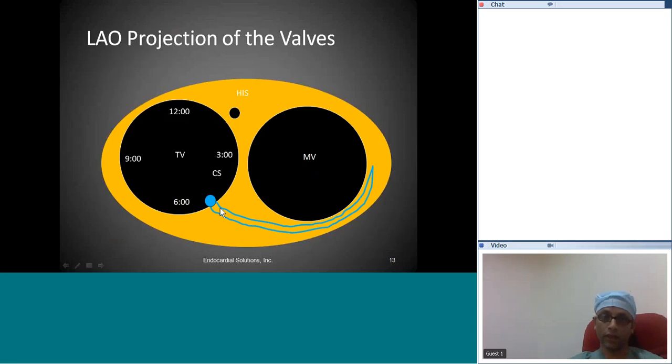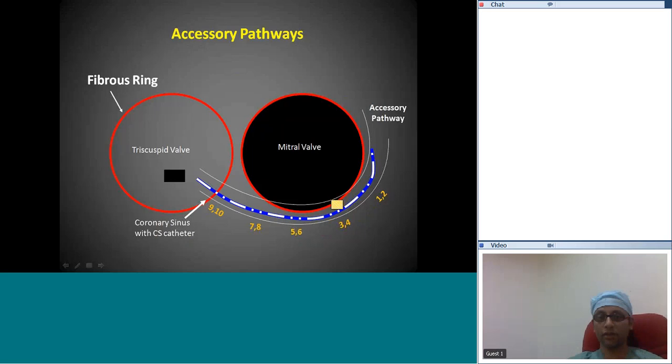Now, LAO projection is very important for us, as I said to you. So two valves are on course. Your coronary sinus catheter goes down like this below. So then you have your coronary sinus, which is below, between 3 and 6 o'clock, and higher up is the His. So again, you can see the tricuspid valve here and the mitral valve, and the coronary sinus catheter.